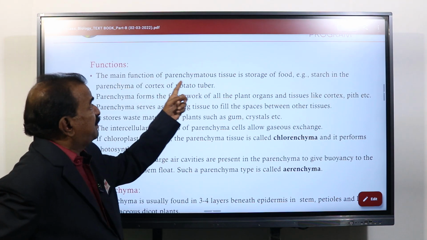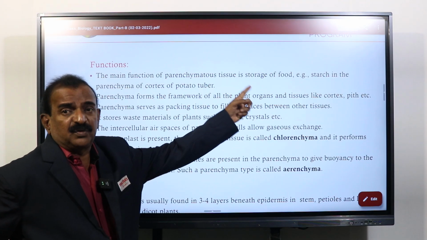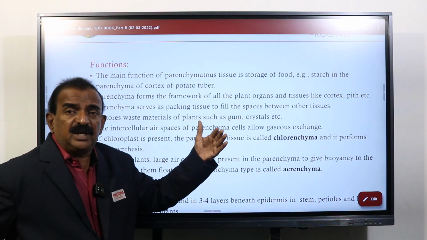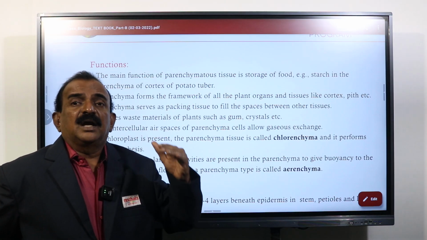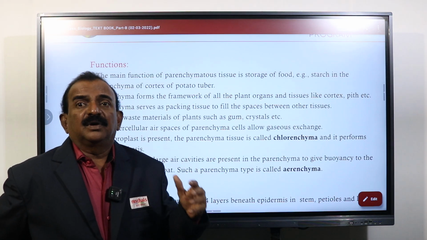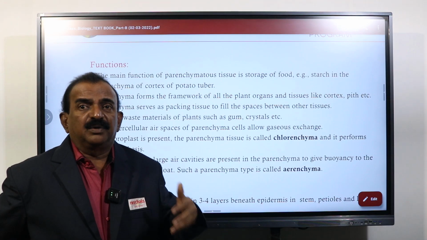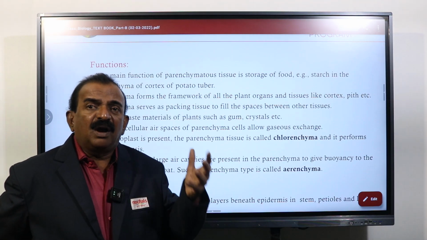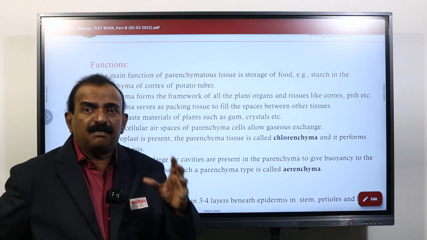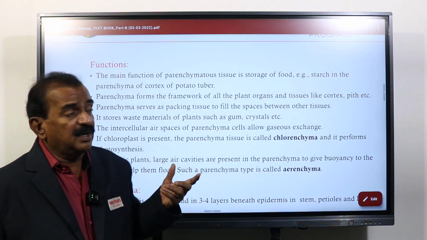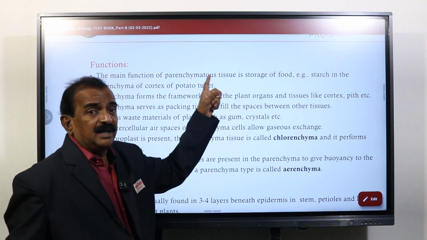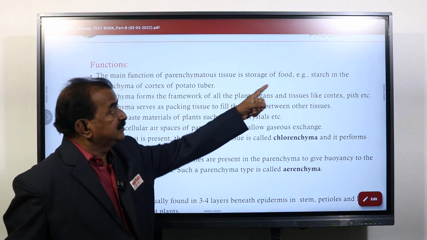The main function of parenchyma tissue is storage of food. So we are eating different food items, vegetables, potato, beetroot, carrot. All these are plant parts, and these plant parts are storing food, and that tissue is nothing but parenchyma.